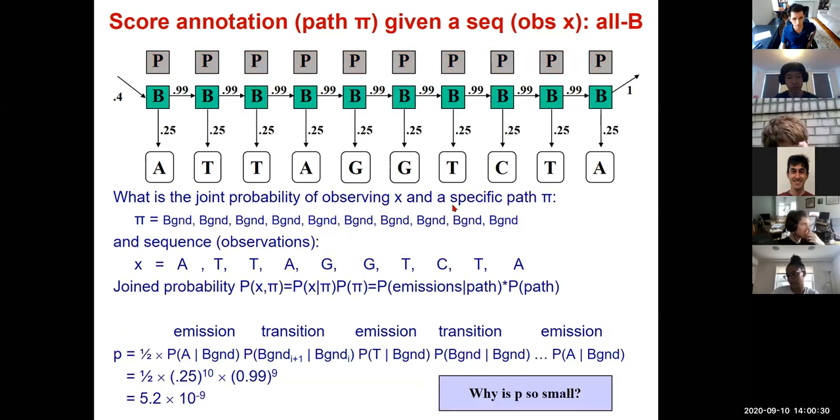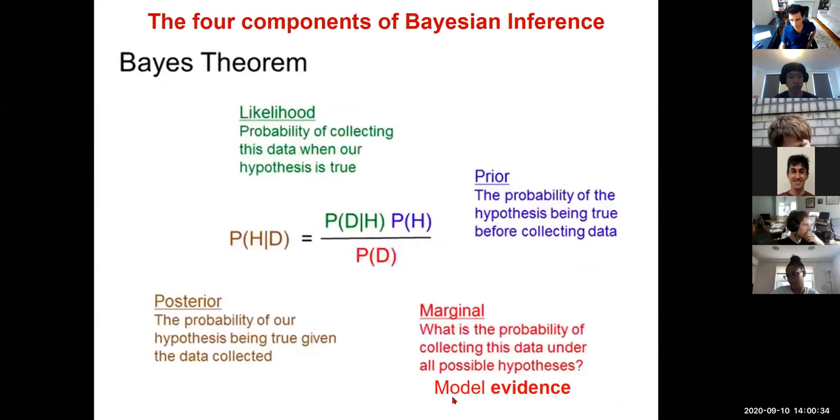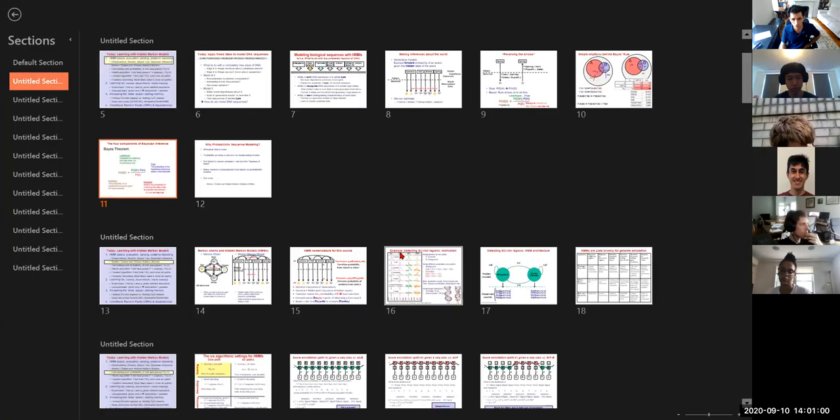So when I'm doing my Bayesian inference, this marginal model evidence, this P of D, is going to be the same for all possible hypotheses. So most of the time I'm going to be ignoring this and simply comparing hypotheses based on the likelihood and the prior multiplied together to give me the posterior, ignoring the marginal, because that marginal is going to be the same throughout. Okay?